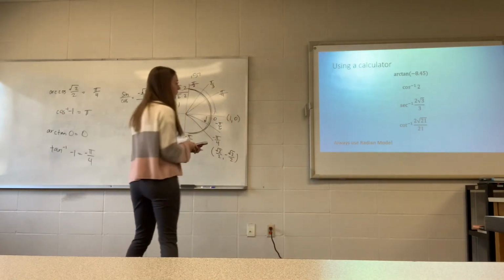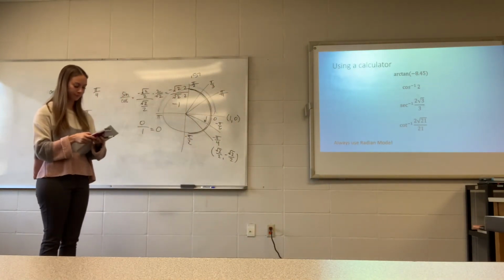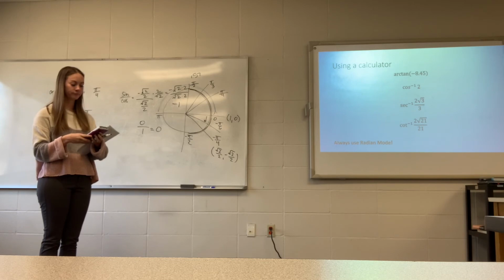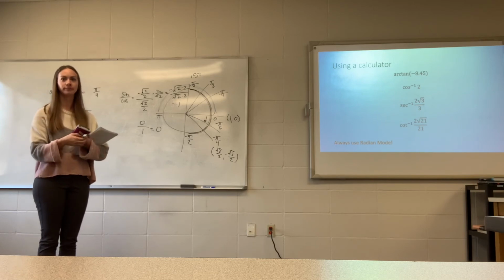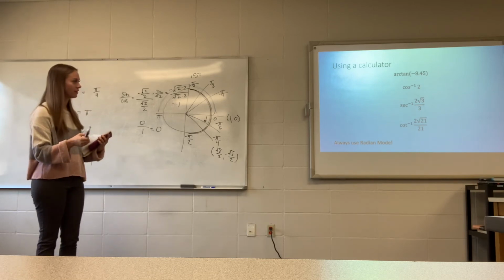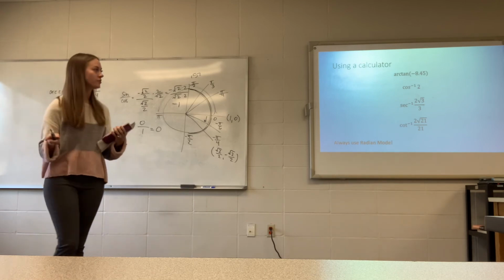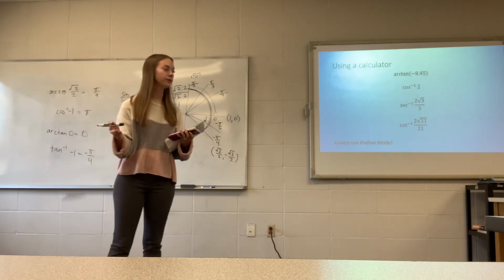What about inverse cosine of 2? That one's an error, right? Because if we think cosine, that's not in our domain. So that one we would just say it's undefined.